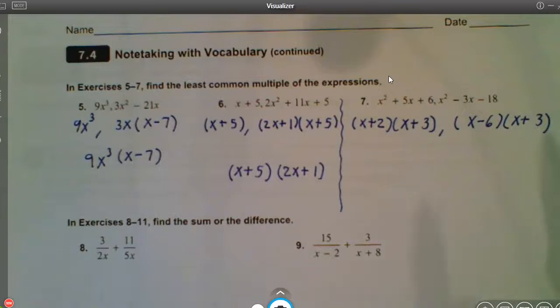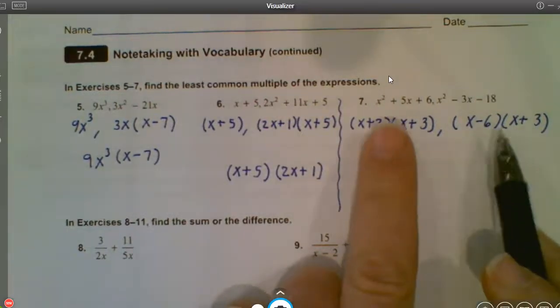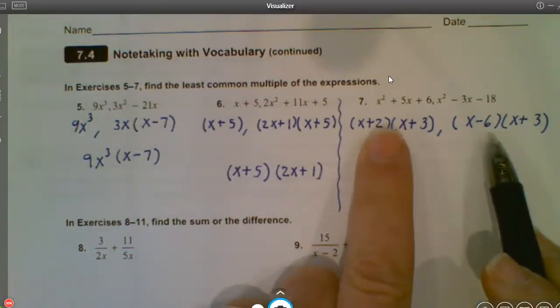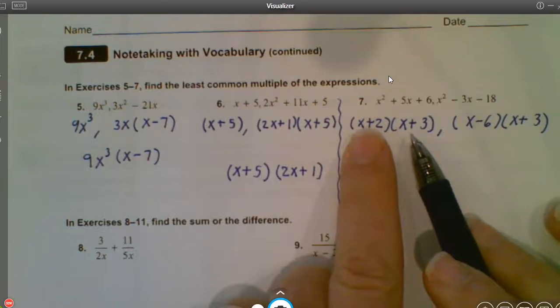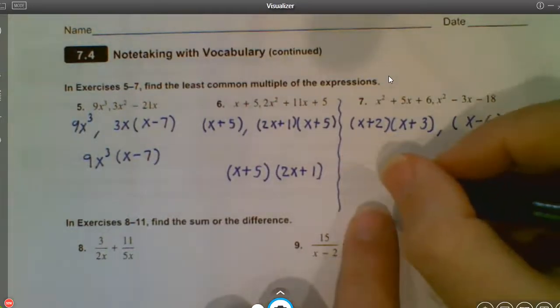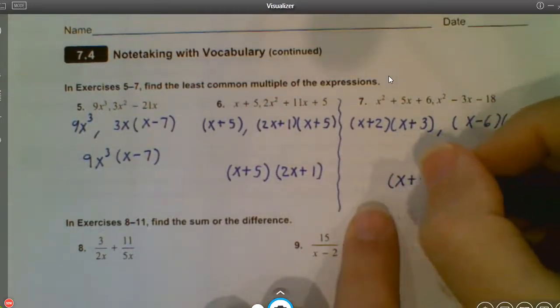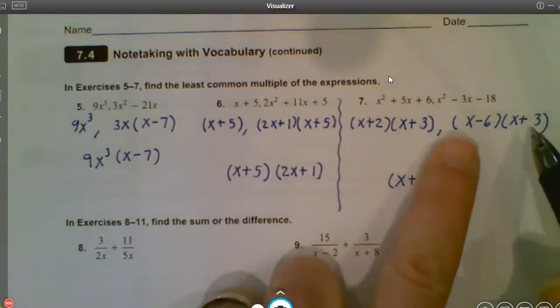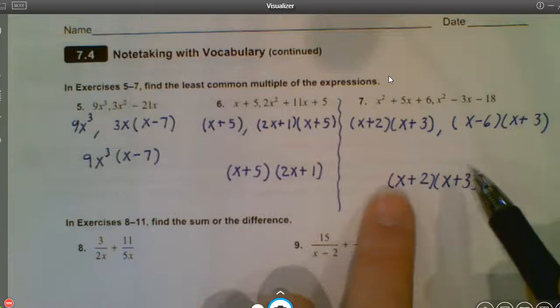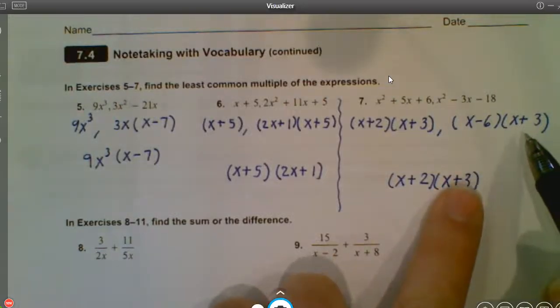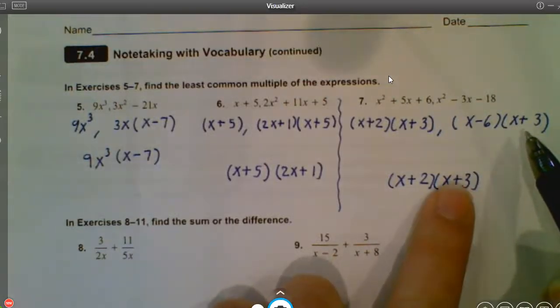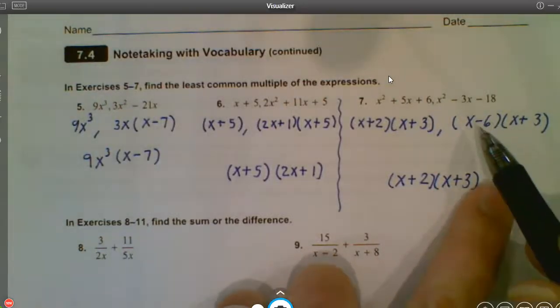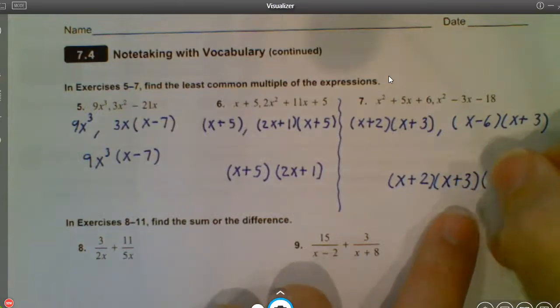These are my two terms. I need something that all of this can go into. So I need something that both of those can go into. So I'm going to need x plus 2, x plus 3. I'm also going to need something that both of these can go into. Well, I've already accounted for this one, right? It's already listed, so it's good to go. But I need something that this can go into. So I also need the x minus 6.